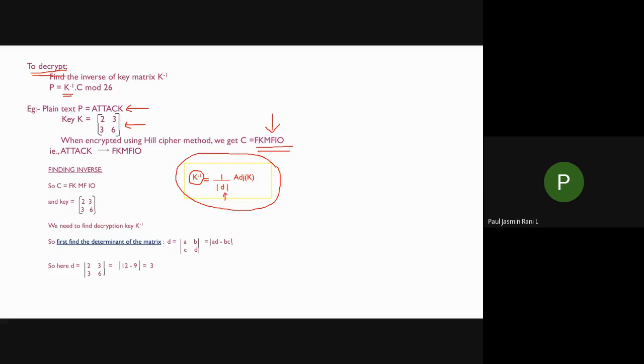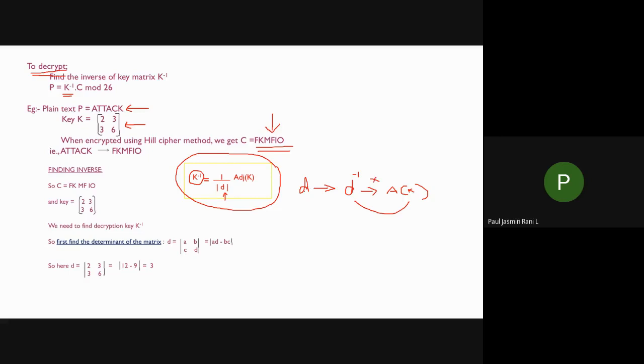Okay, after finding your determinant, let us consider you have a determinant. After finding this determinant, you have to find out the determinant inverse. So after finding this determinant inverse, you have to find out your adjoint of K. Then you have to multiply D inverse with your adjoint of K. So this is the procedure you have to follow.